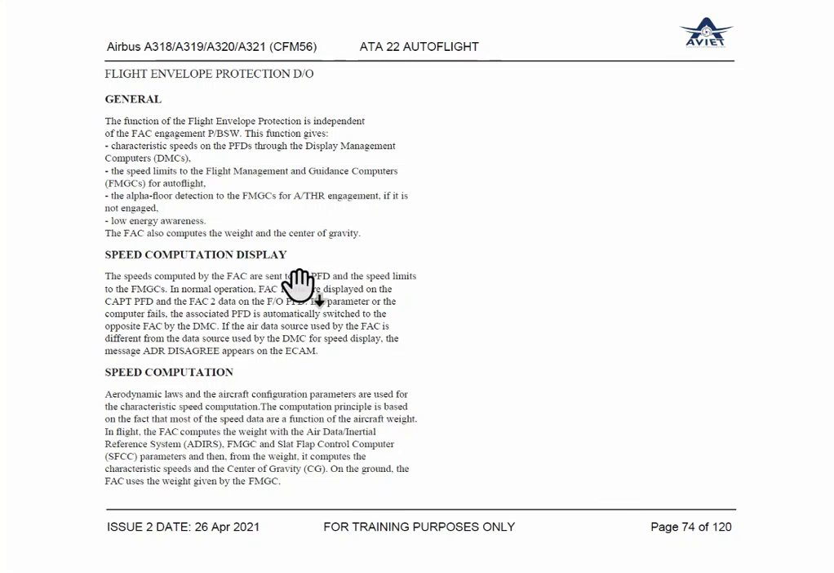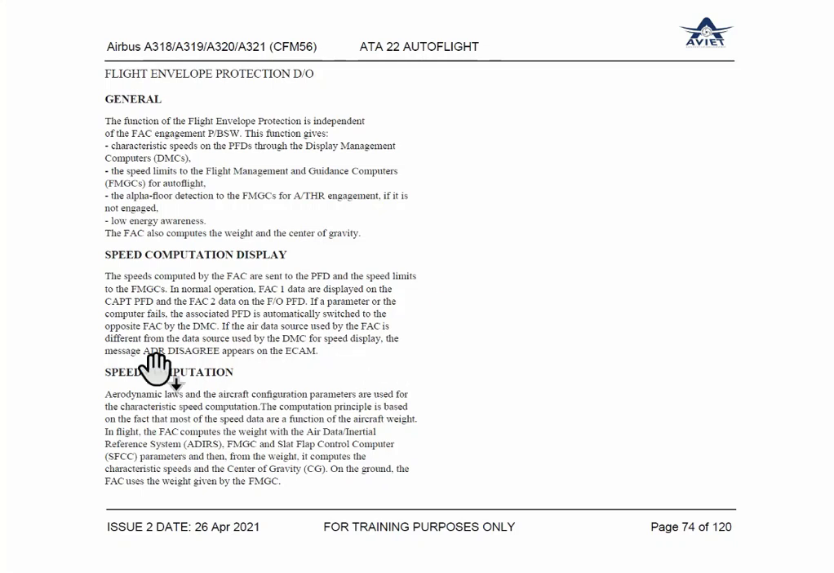Speed computations. Speed computed by the FAC is sent to the PFD, and speed limits to the FMGC. In the normal mode, FAC1 will display on PFD1, FAC2 will display on PFD2. That's a normal configuration. Whatever speeds are calculated by FAC1 will be displayed on PFD1. The speeds calculated by FAC2 will be displayed on PFD2. Okay.